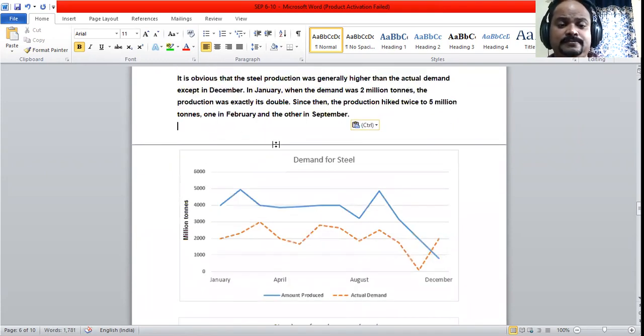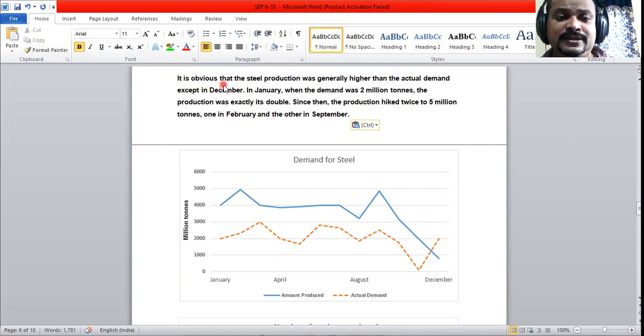It is clear that the steel production was generally higher than the actual demand, except in December. The first sentence, if you correlate with the steel production graph, says production was generally higher than the actual demand, except in December. Yes, in December we have an exception.